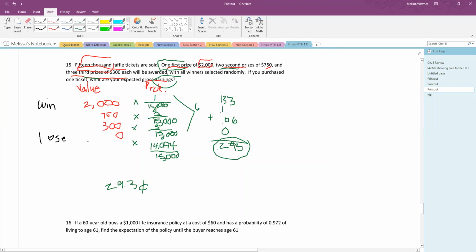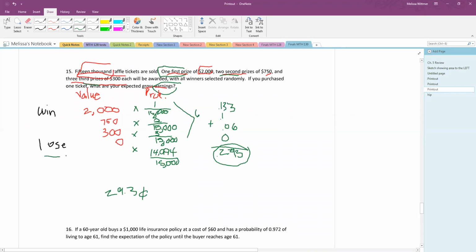So if there was a cost to play, like let's say the tickets were $3 each, then in the lose, you would not have 0, you would have a -3 because you're losing $3. And then you would have to change these values. So instead of 2,000, you would have 2,000 minus 3, which is 1,997. It's your net earnings. 750 minus 3 would be 747, and 300 minus 3 would be 297. So you'd have to adjust your earnings if there's a cost to play.